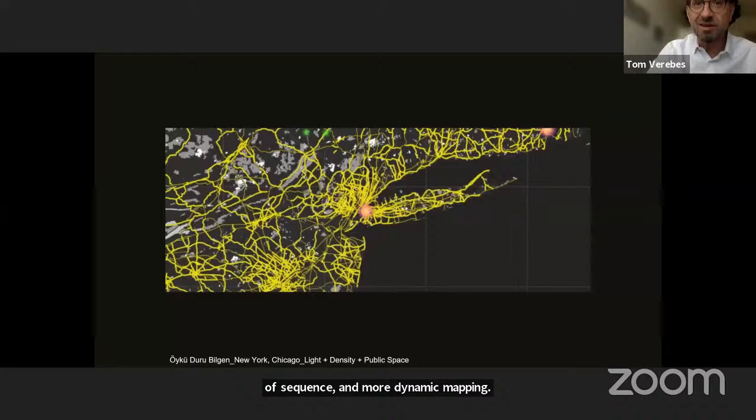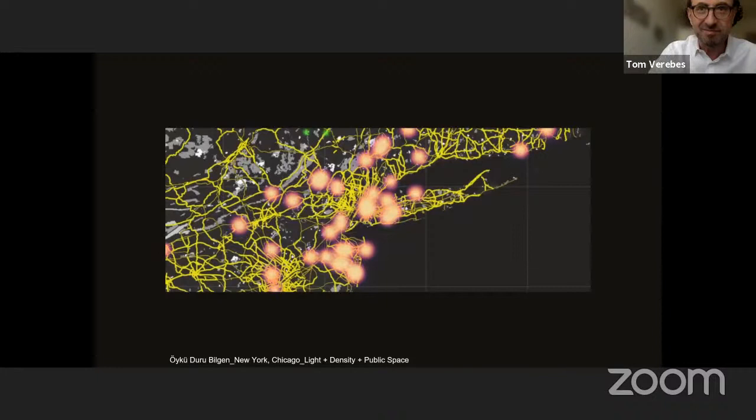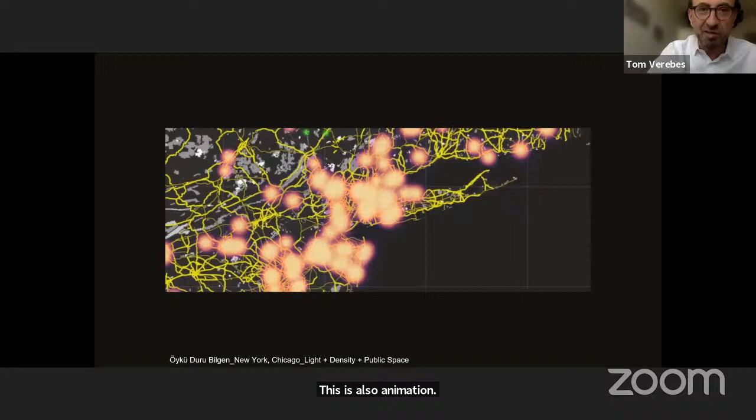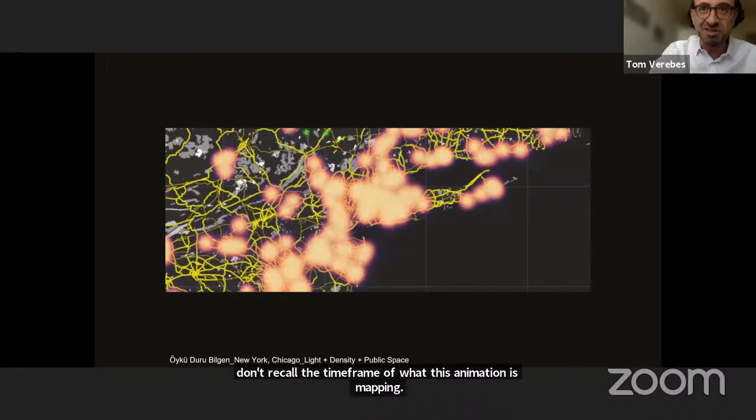This is also animation. I don't recall the time frame of what this animation is mapping, but on the kind of regional scale of New York.